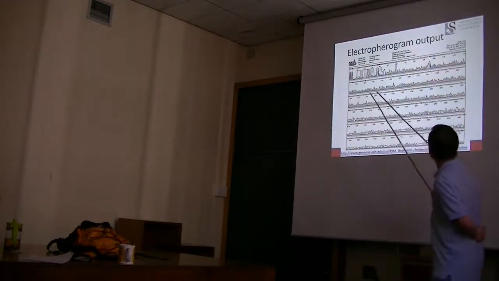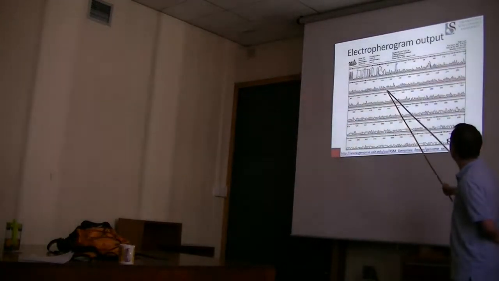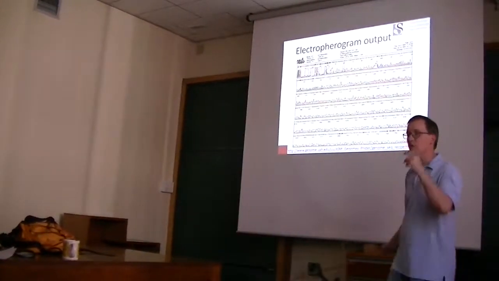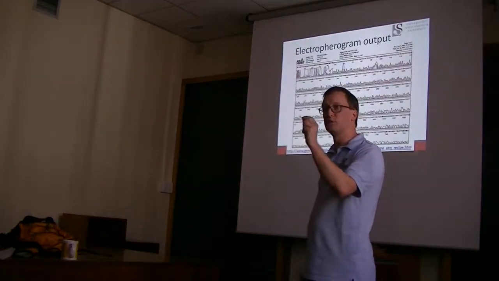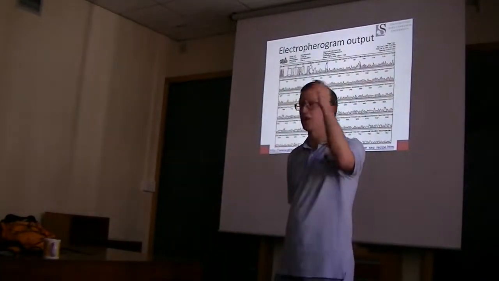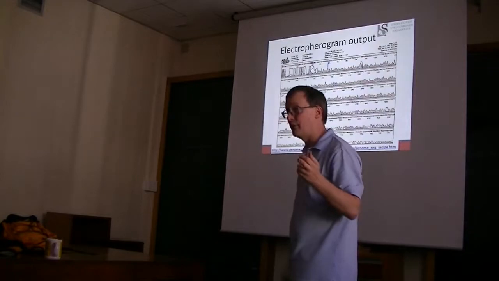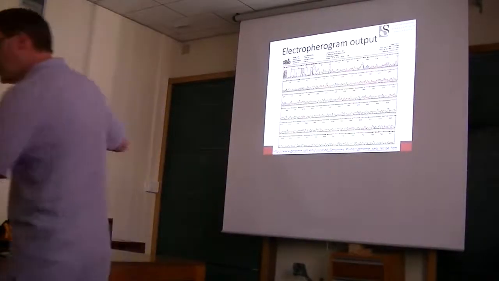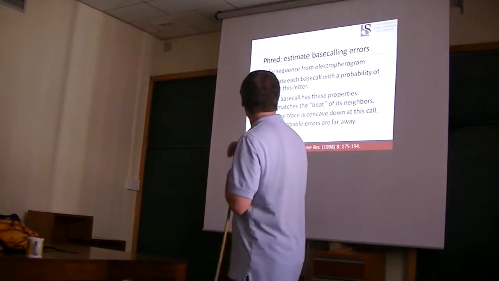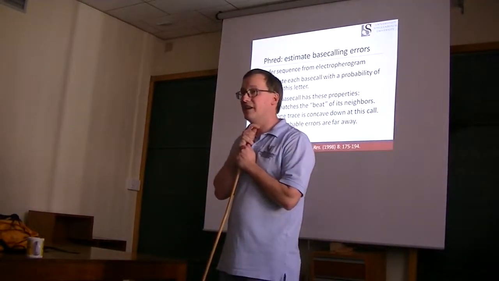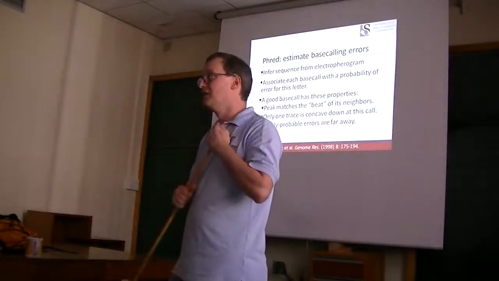So as you look across these, you should sort of think to yourself, boom, boom, boom, boom, boom. You've got this sort of heartbeat going on with the electropherogram, a certain frequency with which we see spikes appearing in one channel or another across this electropherogram. And that is one of the clues that we use to make sense of them. So we're going to talk about Fred as a way to estimate base calling errors.